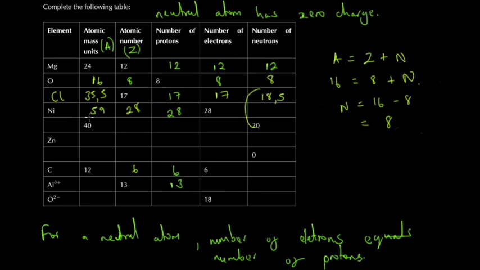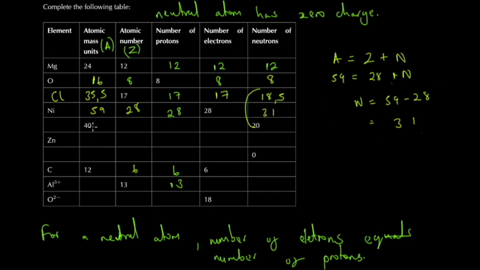Once you have 59, you work it out: A, which is the mass number, equals Z, the atomic number, plus N, the neutron number. A, the mass number, we're given as 59. Z we calculated as 28. Then plus our neutron number N. So N is equal to 59 minus 28. 9 minus 8 you get 1, then 5 minus 2 you get 3, so you get 31.